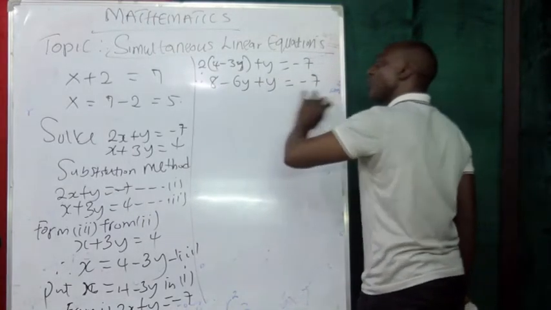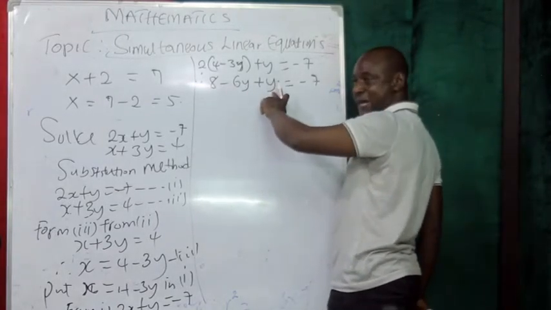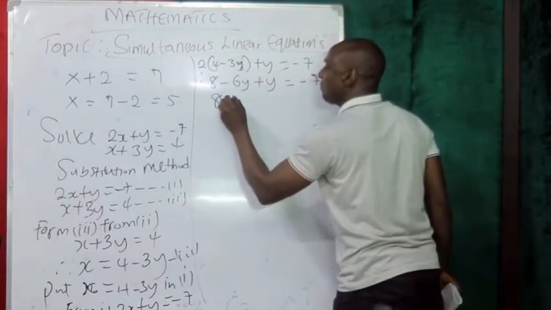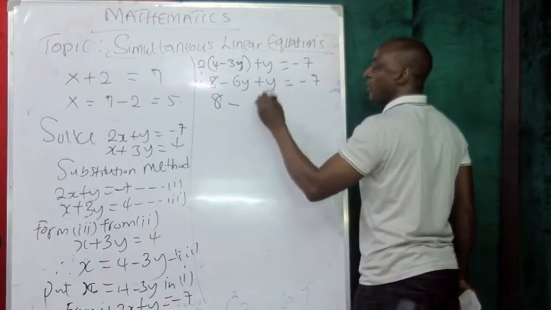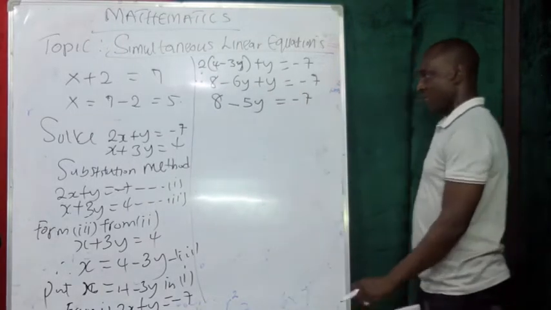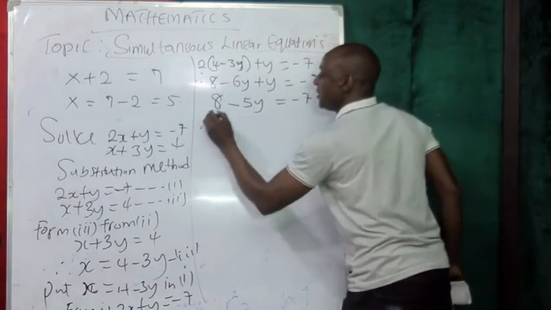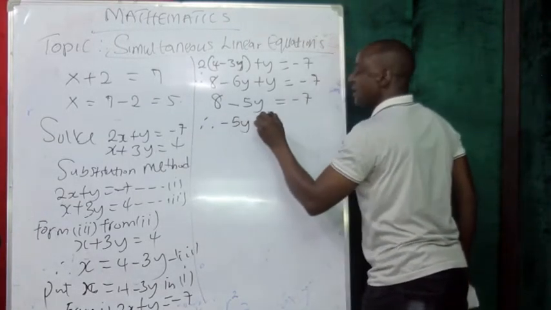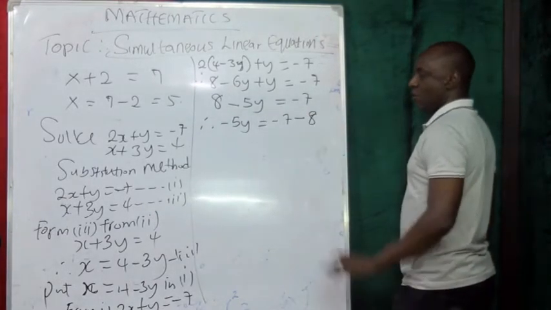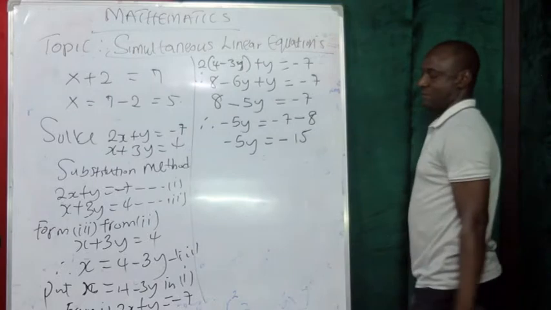So the next thing is for you to collect the like terms. Collecting the like terms here, you can see that the negative 6y has a friend as y. So 8 minus 6y plus y will give you -5y, which equals -7. Taking this 8 to the other side now, you are subtracting. That is, your -5y is equal to -7 minus 8. Collecting your like terms again, you have -5y equals -15.